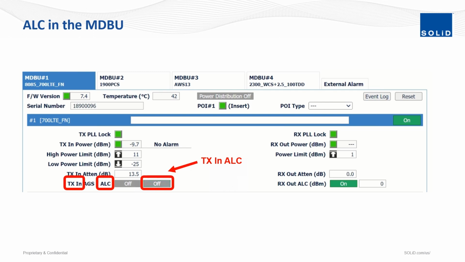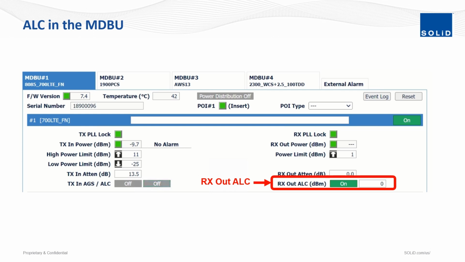Now let's discuss RX-out ALC. This limits signal level output power from the DAS to the RF source, and will turn down the gain of the uplink amp to keep the output signal level at or below the value in the text window to the right of the button in dBm. This function will come from the factory enabled and set to 0 dBm. This can be adjusted by a certified individual to meet the KPI requirements of their specific project.